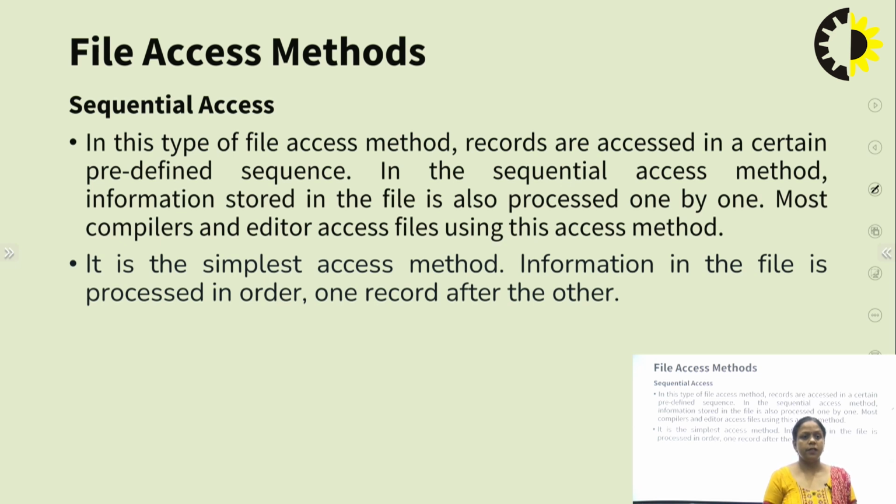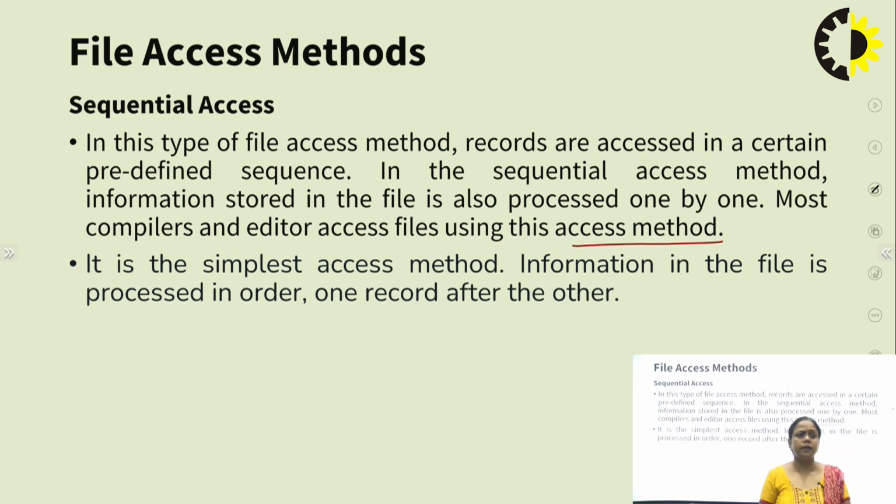Sequential access means there will be some sequence to accessing a particular file. Number-wise access will be done here. In this type of file access method, records are accessed in a certain predefined sequence. Okay, that's why it is known as sequential access. In the sequential access method, information stored in the file is also processed one by one. Most compilers and editors access files using this access method.